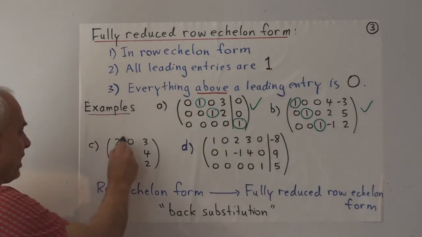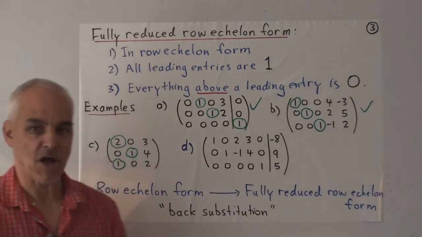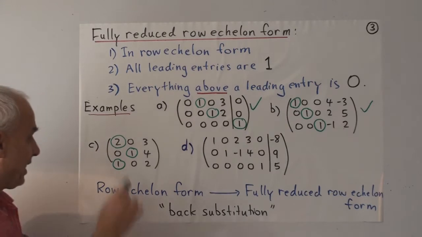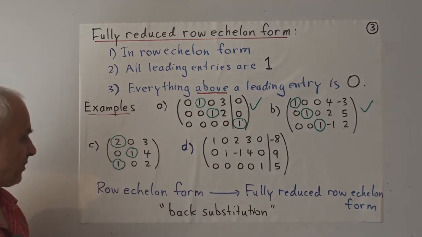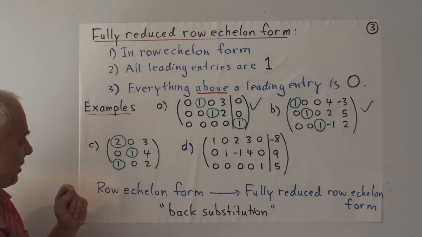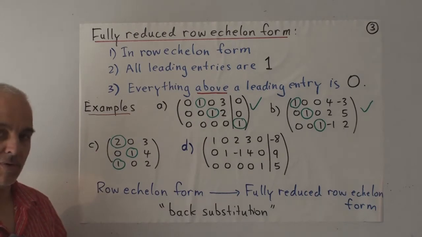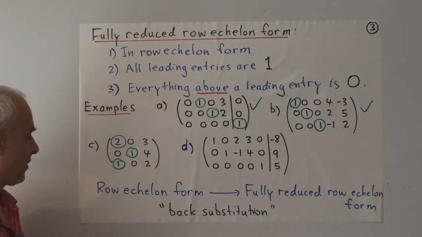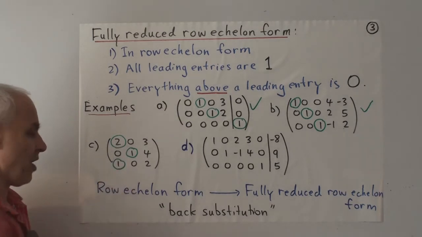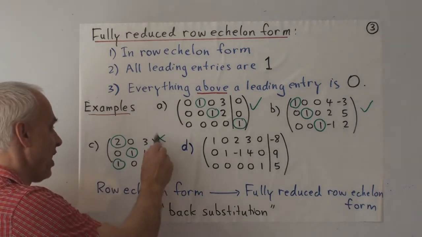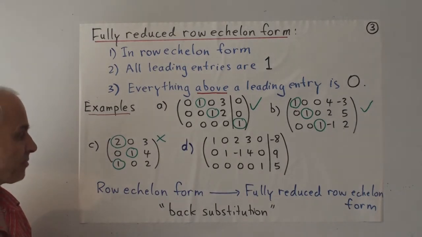Over here, the leading entries. Well, that's not even in row echelon form because the leading entries are not going down to the right as we move down. And it's also not in fully reduced row echelon form because this value is 2. All the leading entries must be 1. And everything above a leading entry has to be 0 as well, so that's also contradicted. So this is definitely not in fully reduced row echelon form. It's not even in row echelon form.